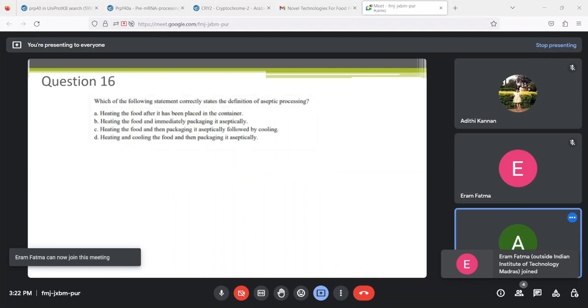Moving to question 16. Which of the following statements correctly states the definition of aseptic processing? A. Heating the food after it has been placed in the container. B. Heating the food and immediately packaging it aseptically. C. Heating the food and then packaging it aseptically followed by cooling. D. Heating and cooling the food and then packaging it aseptically.